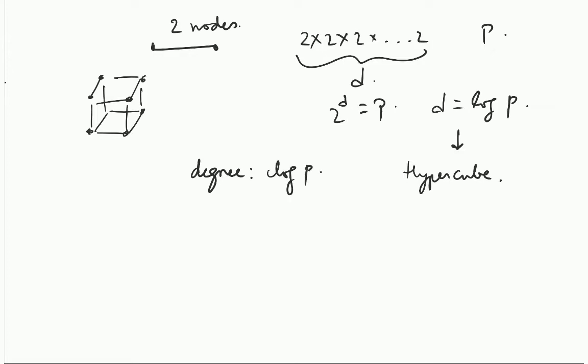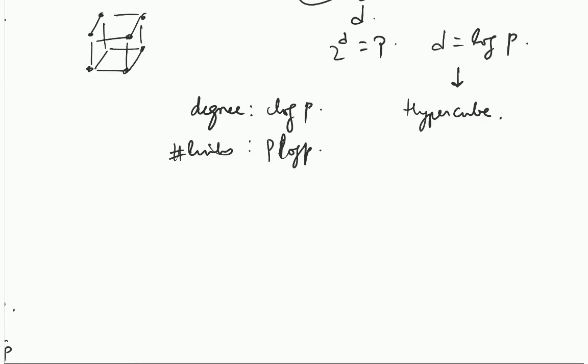Number of links. This is also straightforward. Each node has log p links. There are p nodes, so p log p. There's no point in having a torus, right? In both directions, you'll connect it to the same node. Okay, what is the diameter? Log p by 2.